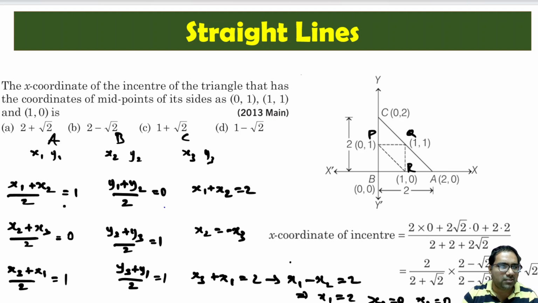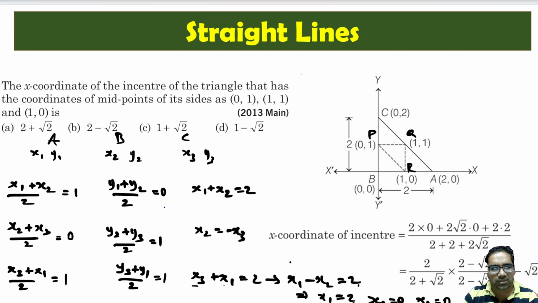If we solve this for x1, x2, x3, from the first equation, x1 plus x2 equals 2. This one, x2 plus x3 is 0, so x2 is equal to minus x3. Here x3 plus x1 is equal to 2 again. So what does that mean? x2 is equal to minus x3, so x3 is equal to minus x2. In the place of x3, if we put minus x2, it will become x1 minus x2 equals 2. Here we have x1 plus x2 equal to 2. What does that mean? 2x1 is equal to 4 and x1 is equal to 2.